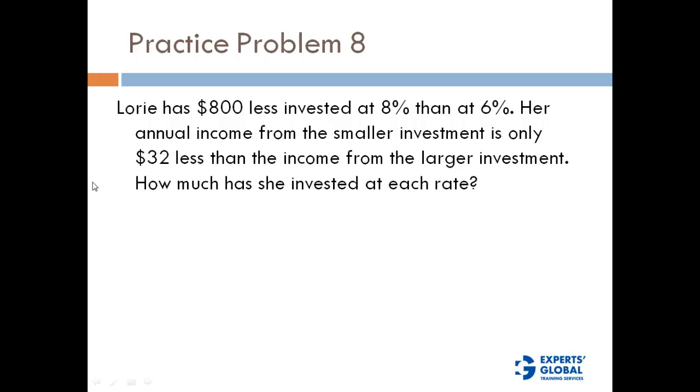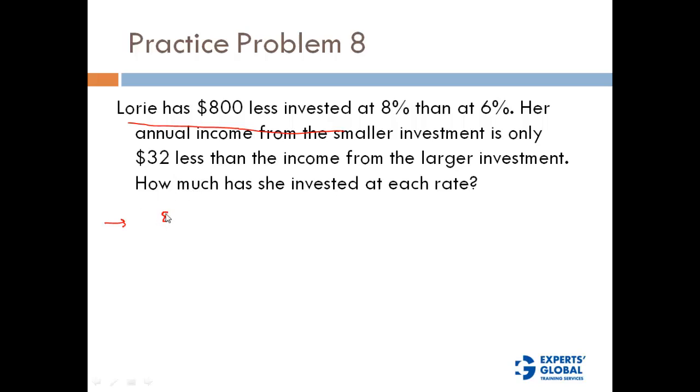Let's move to this problem. You can pause the video and see if you can do it. Lori has $800 less invested at 8% than at 6%. Okay, that means Lori has two investments. One investment is at 8%, one other investment is at 6%, and the investment at 8% is 800 less than the investment at 6%. Her annual income from the smaller investment is only $32 less than the income from the larger investment. How much has she invested in each rate?